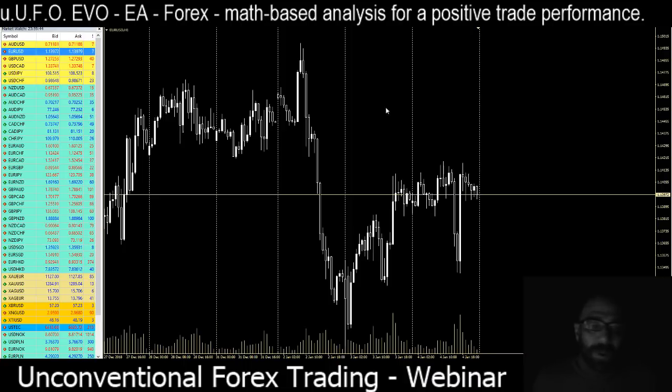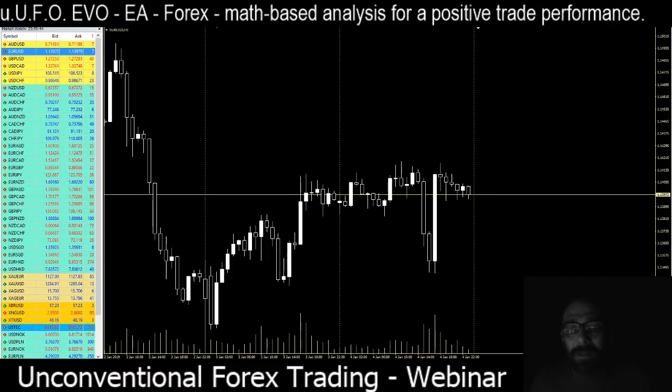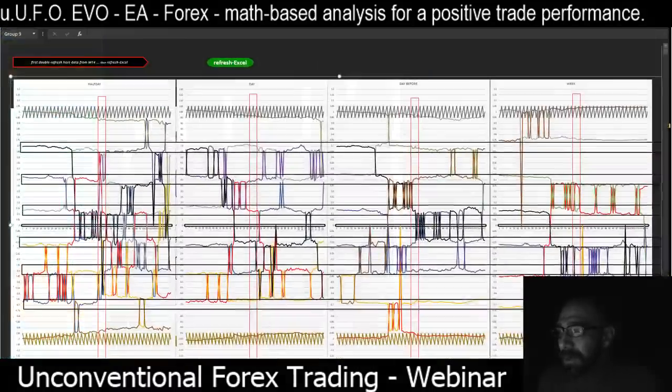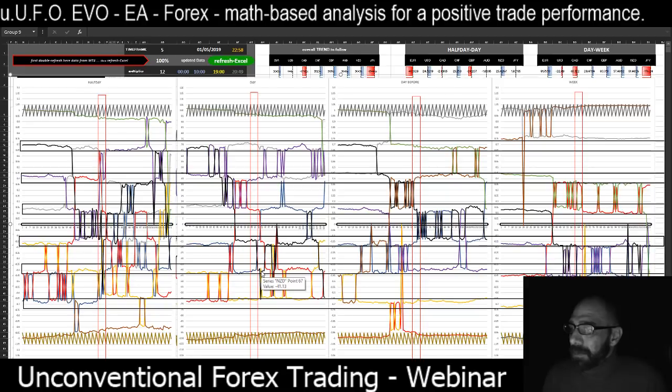Okay, so we notice here the euro dollar in the session of today, but I don't want to talk about euro dollar. I'm starting from that. Okay, so the expert advisor cannot go at this moment because there are no ticks to have an exposition of the values, but these values have been registered into this spreadsheet. What is this?